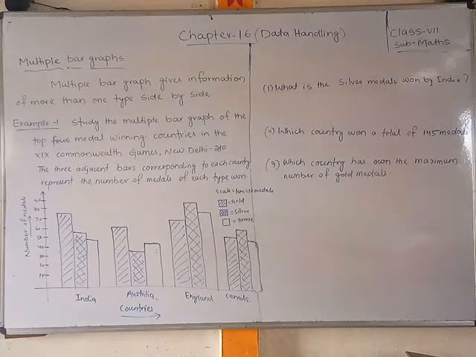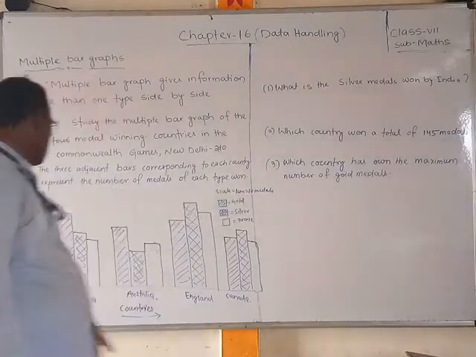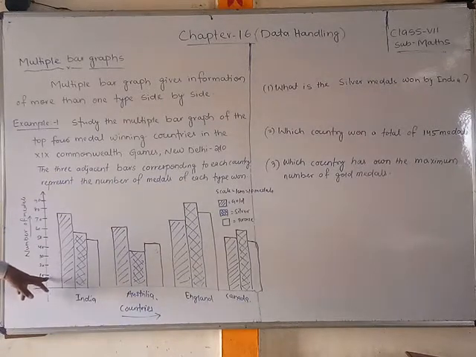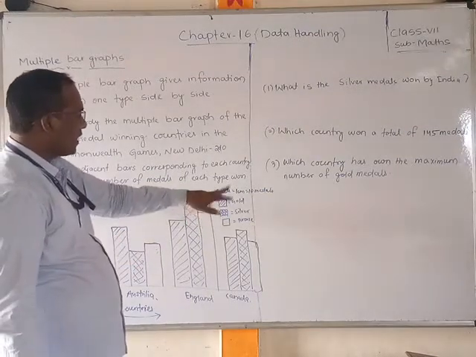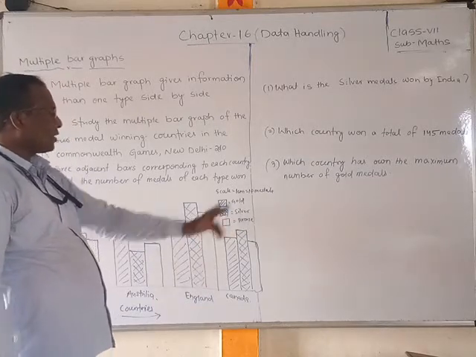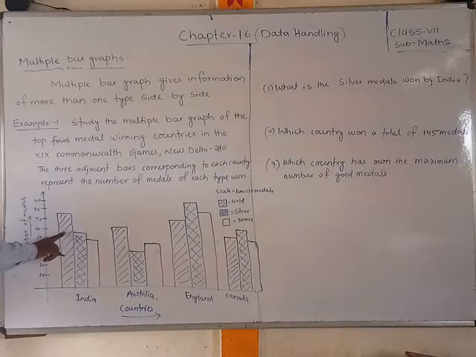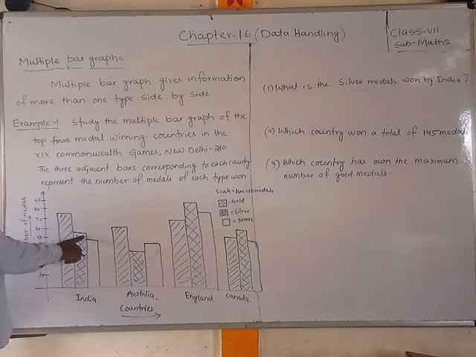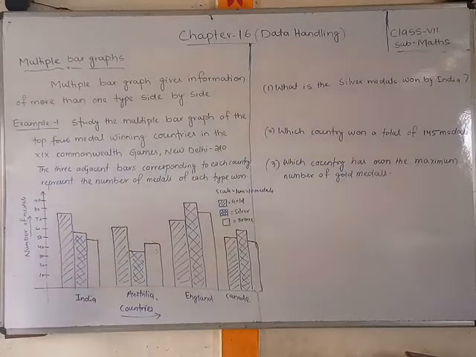Different countries participated and won medals, and the multiple bar graph shows which country won how many medals. Now look here, I have taken 1 centimeter for 10 medals. You can see that a single line is the gold medal. The double cross line is the silver medal, and the plain one is the bronze medal.